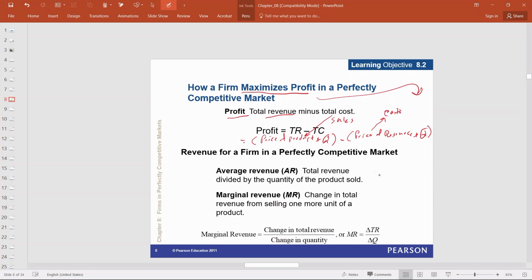Some other relations or indicators like average revenue can be featured as total revenue divided by Q, which is quantity of production or quantity sold. And another indicator, which is very important, is marginal revenue. And with marginal revenue, you want to know how much revenue could be added by selling one more unit of product. And this is the mathematical representation.